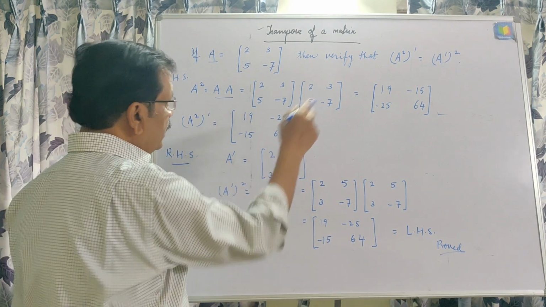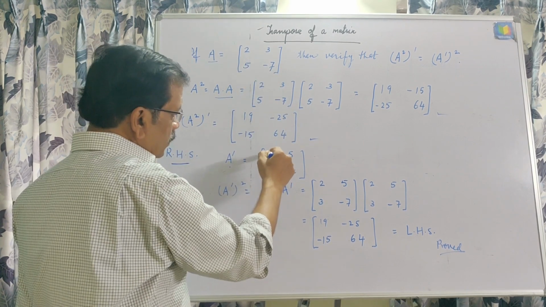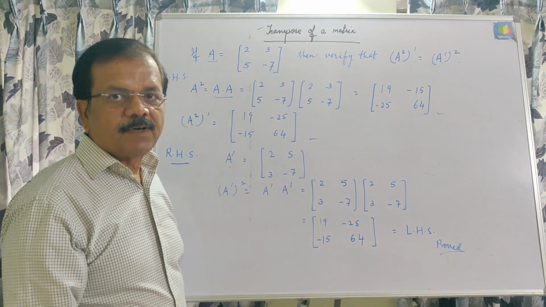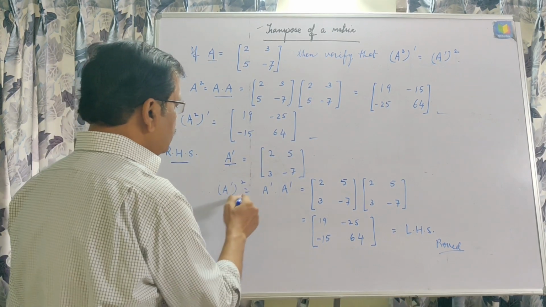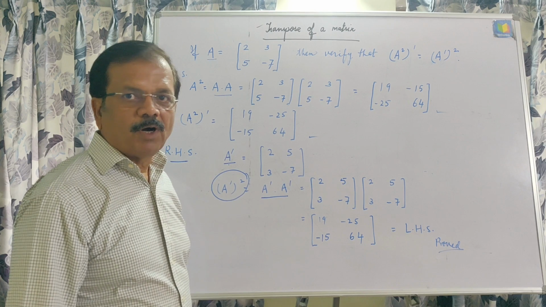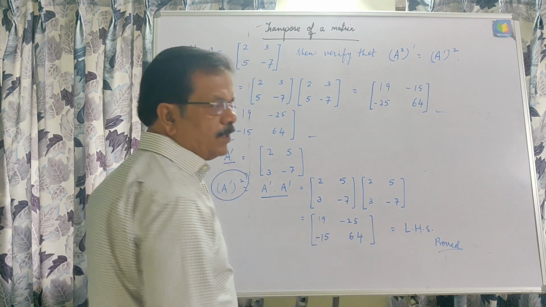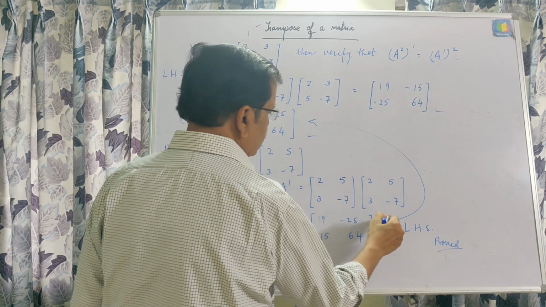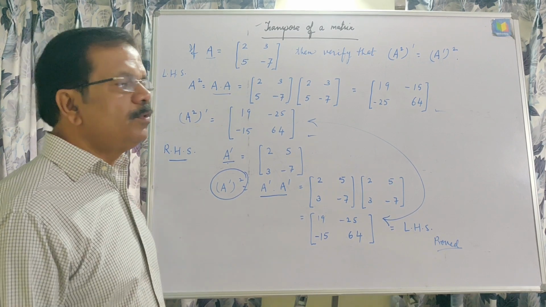Okay, and for the right hand side, A transpose, what is A? 2, 3, 5, minus 7. Transpose of this will be the first row written as first column, the second row written as second column, and that is this. Square of this value means we will multiply 2 times. Again both are of the same order, so we can easily multiply. After multiplication we are getting 19, minus 25, minus 15 and 64. You can see both are the same, that is, left hand side is equal to right hand side, and this way we are able to verify.